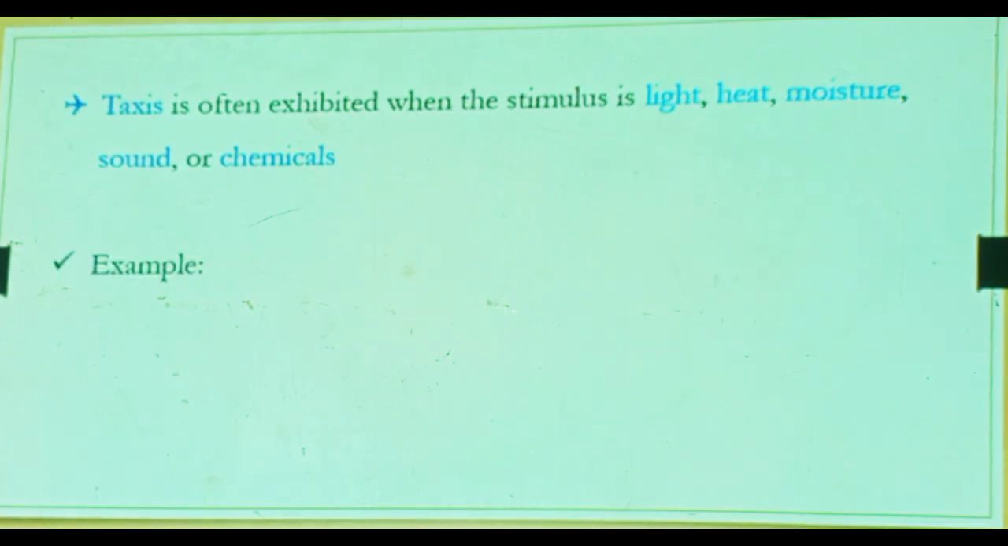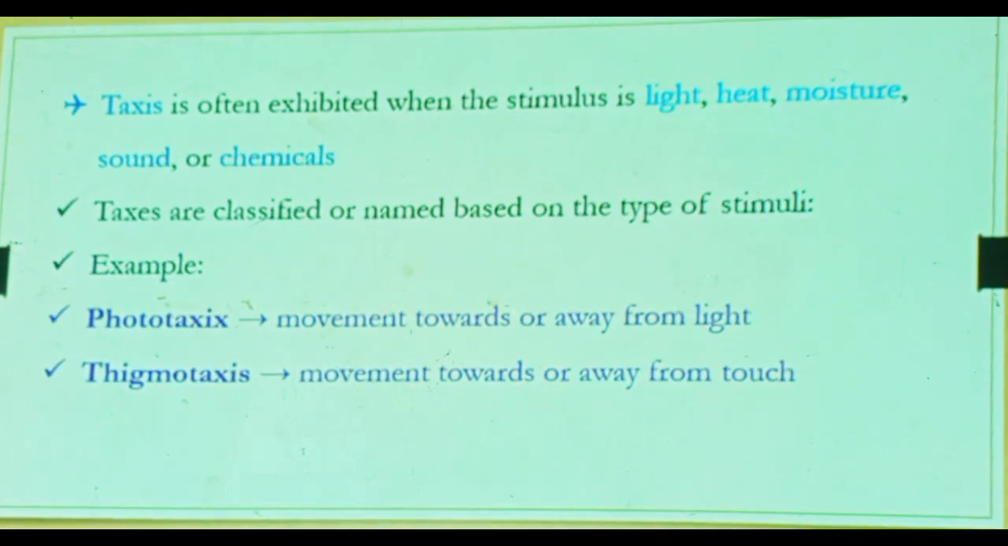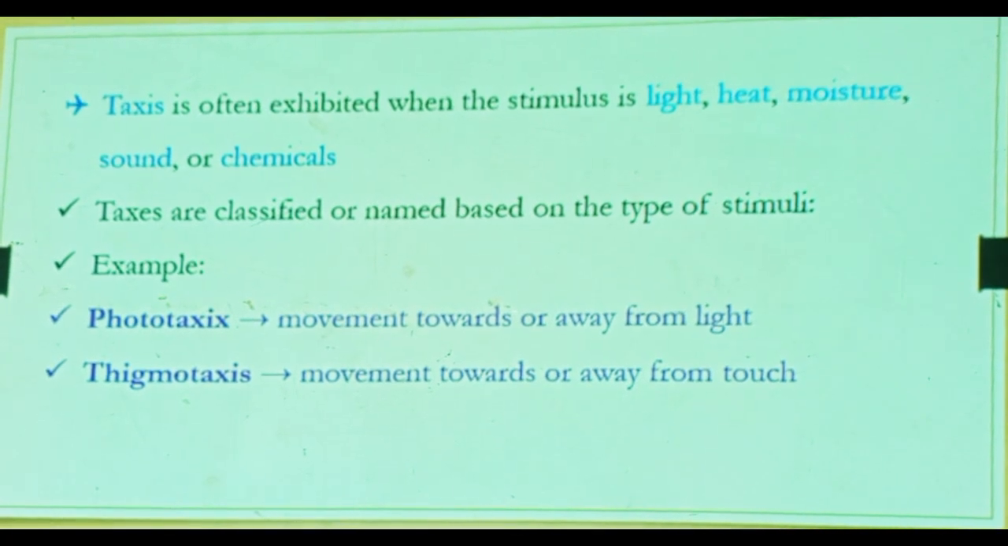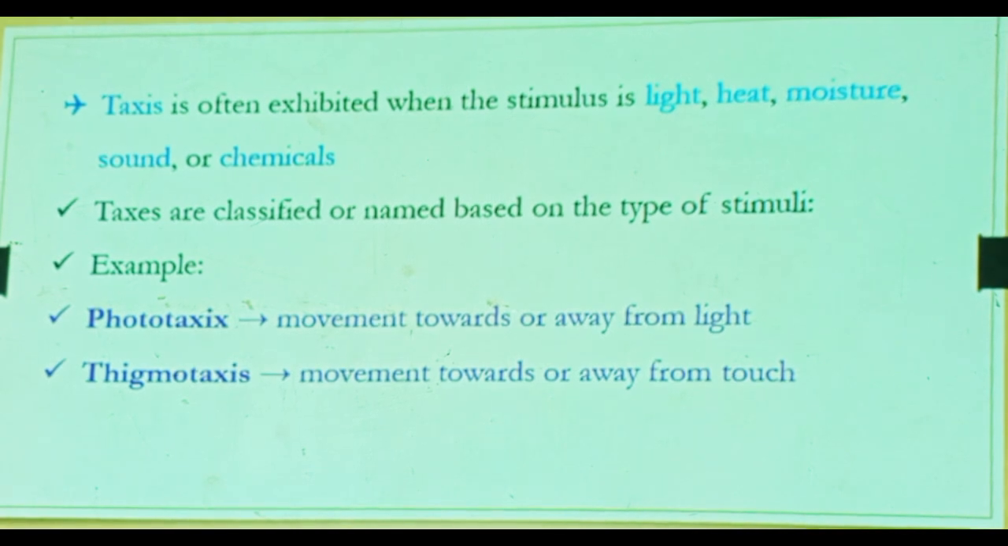And an example, taxes, the plural form of taxis. Taxes are classified or named based on the type of stimulus. When the stimulus is light, we call it phototaxis. Sorry for the X, make it S. Phototaxis.